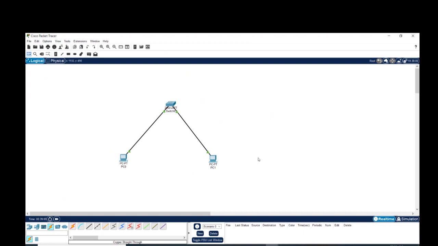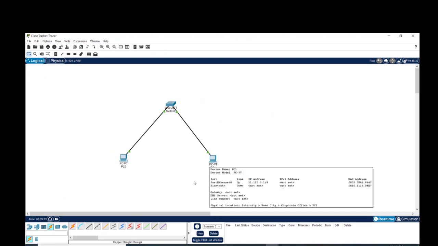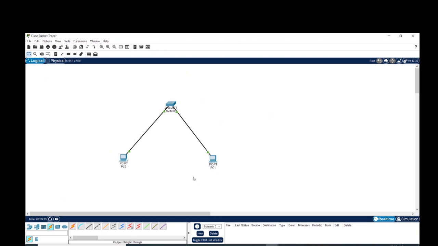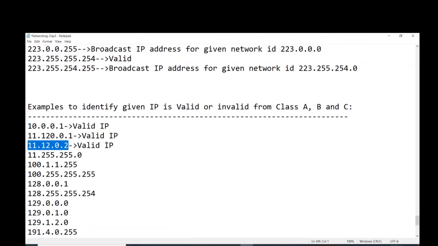When you connect any number of systems, you have to assign IP addresses, and those IP addresses must have the same network ID for all the systems. Then only they will communicate with the switch. If you assign a different network ID, they will not communicate. In that case, you have to configure a router. That we are going to learn later. Is that clear? Understood?